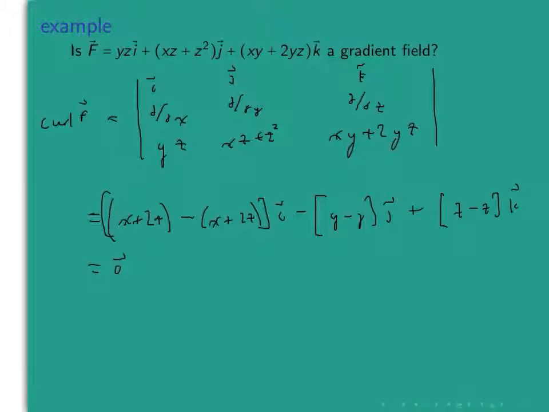Here's a simple example of applying the curl test in 3 space. So here's a vector field, and I'd like to know, is it a gradient field? That is, can I find a scalar potential function? Well, I'll apply the curl test. I'll take the curl of F, and this time it's this 3D vector curl, so I take the determinant of this mess, and you can pause the video and make sure that I did it correctly, but it looks like the curl of F is in fact the zero vector. So what that tells me is that yes, F is a gradient field.